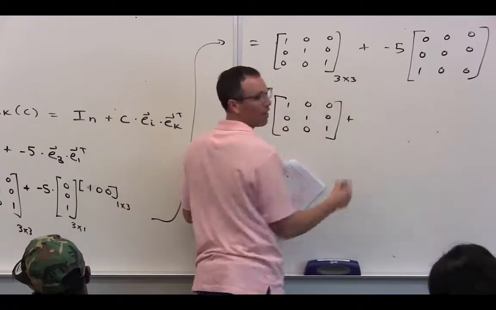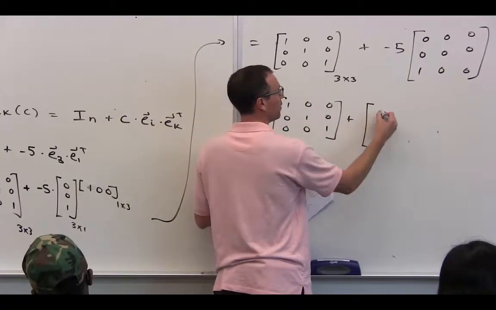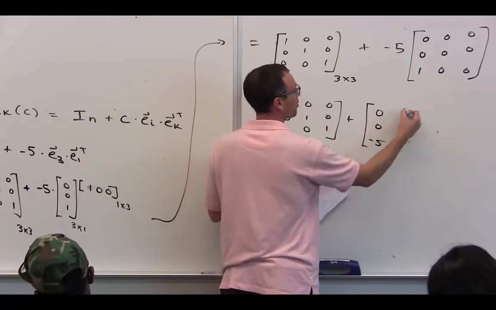Okay, now what? What happens when I do scalar vector multiplication? Scalar matrix multiplication, sorry.